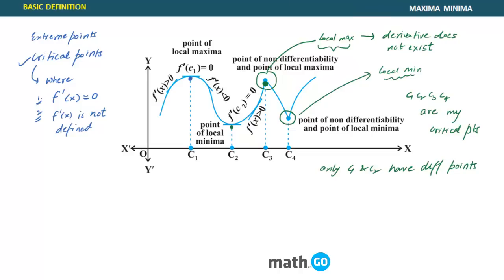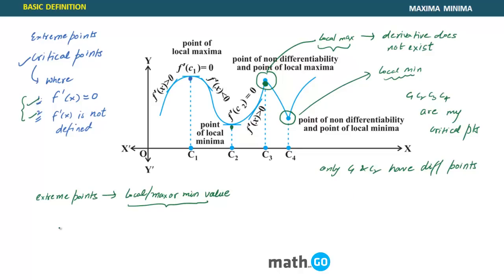To differentiate between critical points and extreme points: extreme points are the points where you will definitely get a local maximum or local minimum value. But for a critical point you may or may not get a local maximum or local minimum even if these two conditions are satisfied. So this is the basic difference.